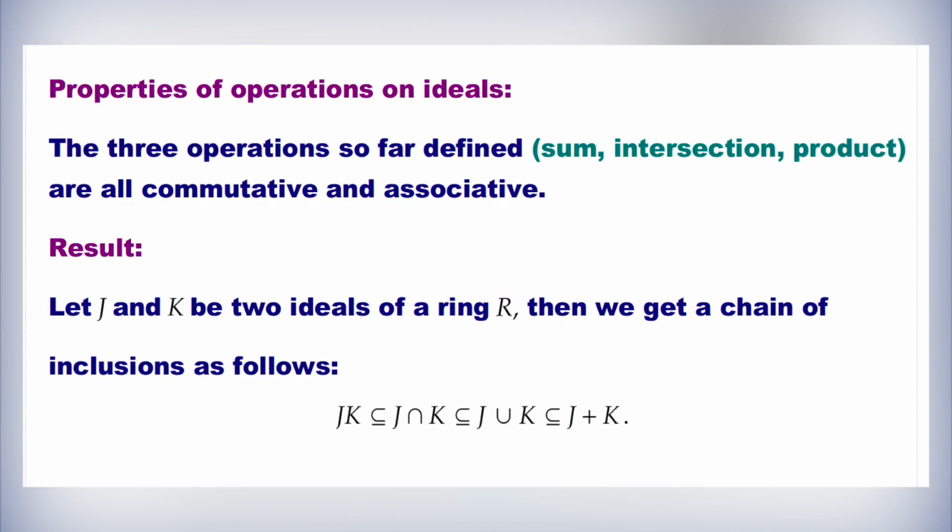Next, we shall see some properties of operations on ideals. The three operations so far defined, namely sum, intersection, product, are all commutative and associative. Here, the result is: let J and K be two ideals of ring R. Then we get the chain of inclusions as follows. JK is a subset of J intersection K, which in turn is a subset of J union K, that is a subset of J plus K.